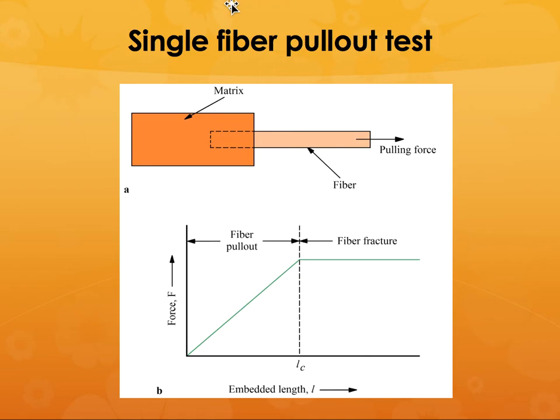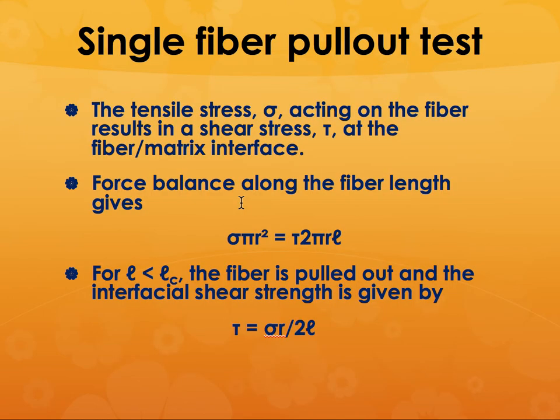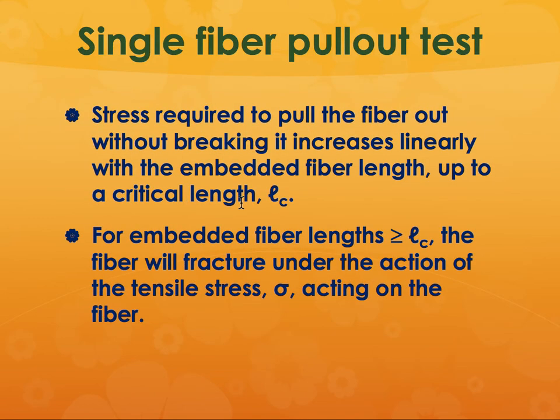This is how the test is conducted. You have single fibers or fiber tows, you pull it out from the matrix, and the strength that is required should give you a reasonably good idea about the interfacial strength of the composite system. But this is not the best method for measuring the interlaminar shear strength of the composite systems.